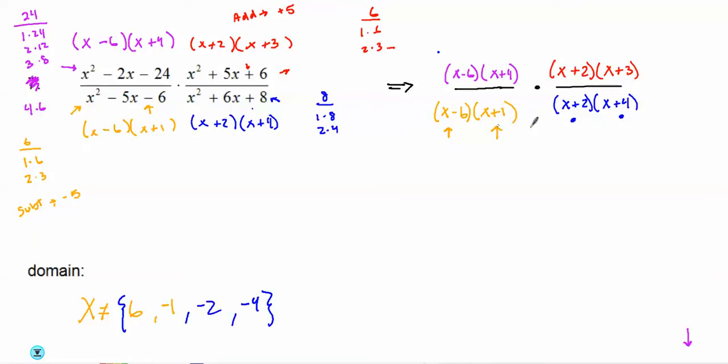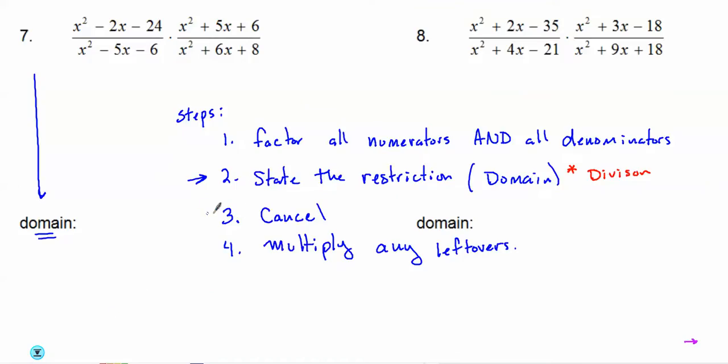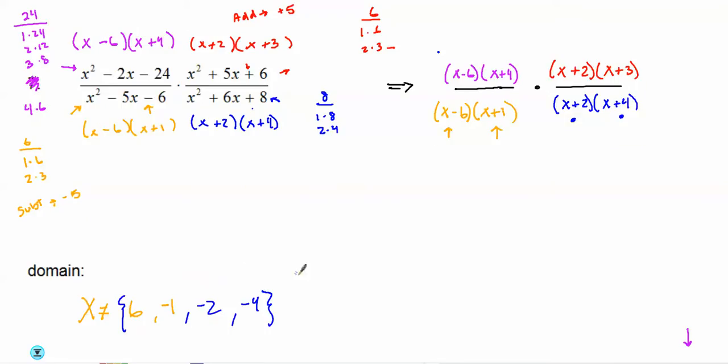So, step number 1 was we factored all parts. Step 2 was to state the domain. Step number 3, I'm going backward now. Step number 3 is to cancel. Only cancel if the entire factor in the numerator is the same as the entire factor of the denominator.